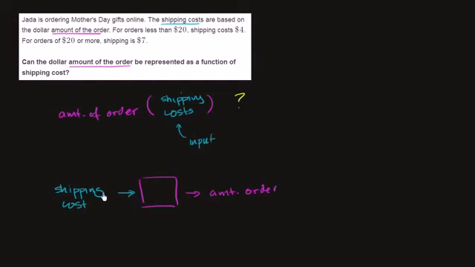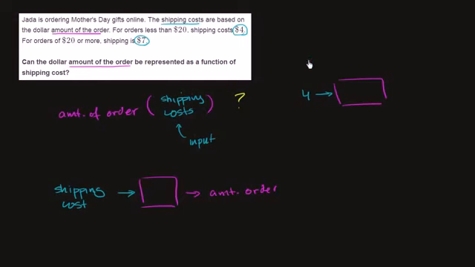What are the possible inputs here? Well, there's only two possible shipping costs. Shipping costs are either going to be $4 or they're going to be $7. So let's think about what happens when we input $4 in as a shipping cost. If we input $4 into our little potential function box, what is the output? What is going to be the amount of the order?